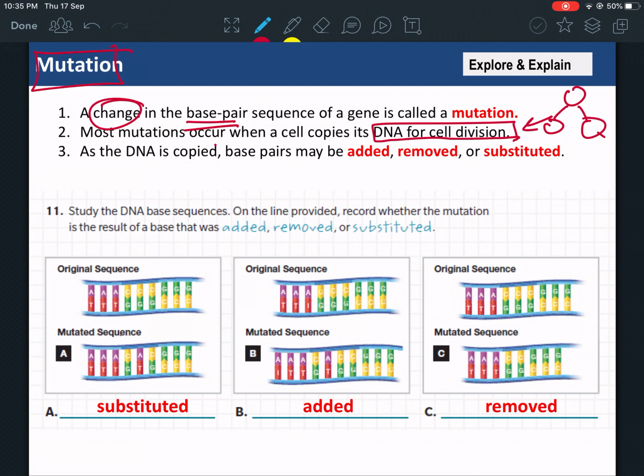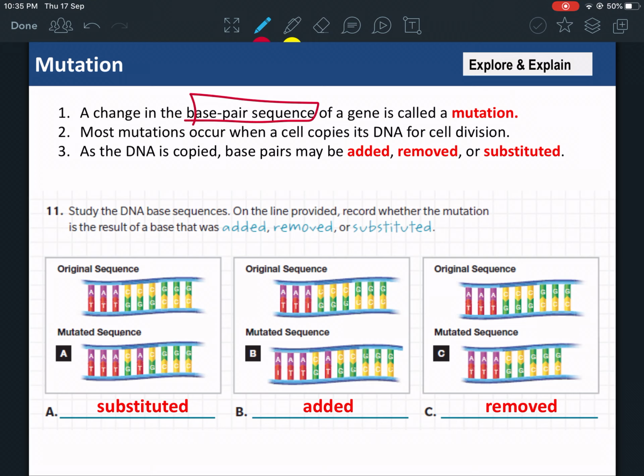Sometimes when this is happening, what happens is some mutation. It's like a change in the base pair sequence. It's like something went wrong. Mutation means something going wrong, something that's not supposed to happen.